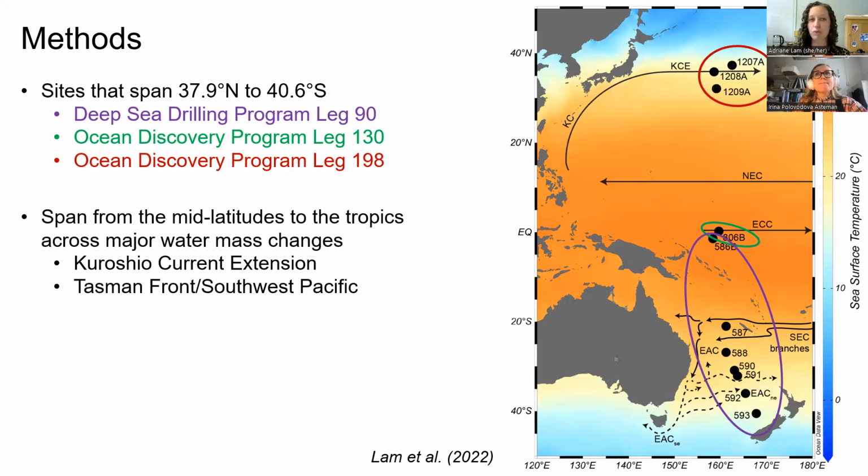But what's also cool about this transect is we're capturing changes across these major water masses. For example, in the Northwest Pacific, we have the Kuroshio current extension. So very sharp temperature gradients, very sharp salinity gradients. And in the southern hemisphere, we have the Tasman Front, which is an eddy system, but we also have these water masses that are set up from Antarctic ice growth.